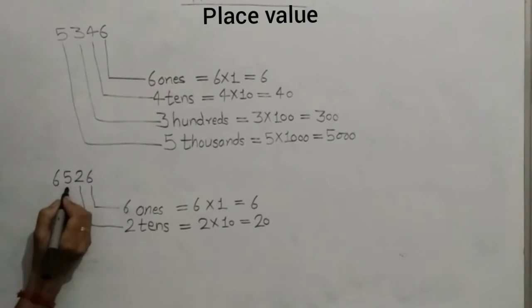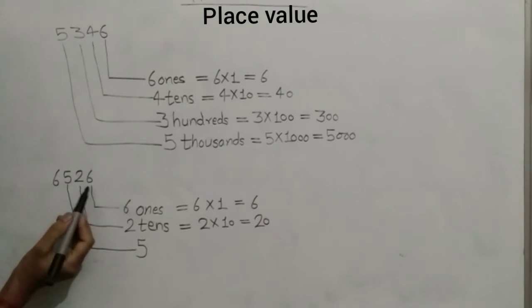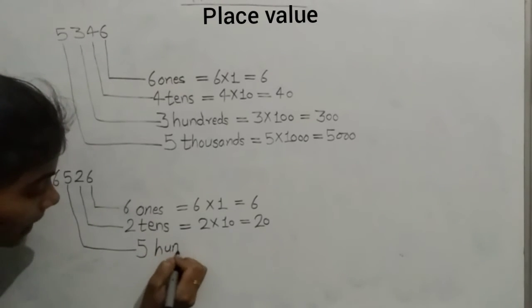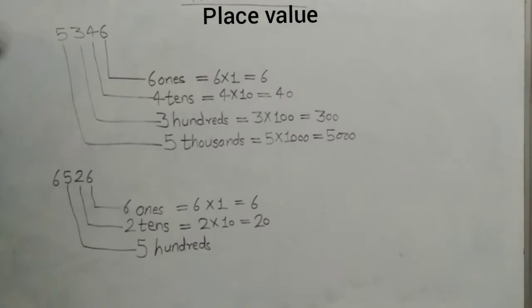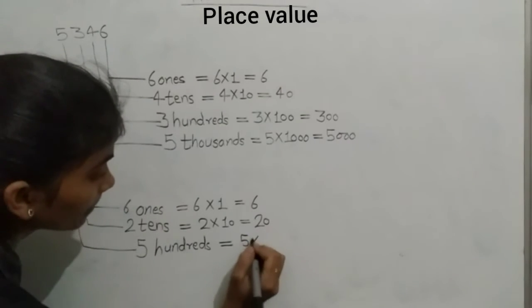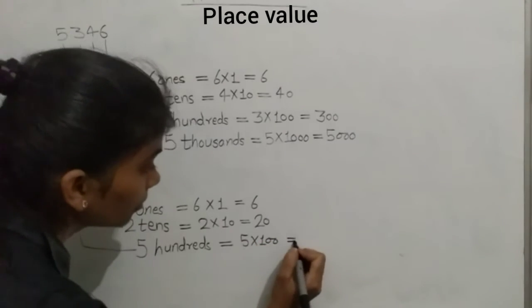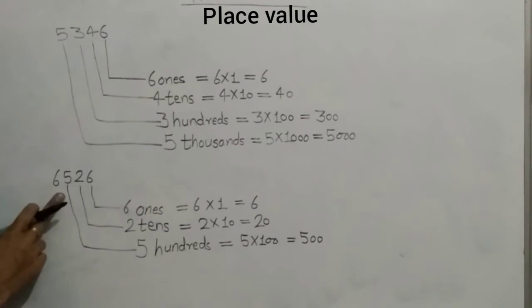Next we have the digit 5 and 5 is at hundred place, ones, tens, hundred. So we will write 5 hundreds and it can be written as 5 multiplied by 100 and this is equal to 500. Means the place value of the digit 5 in this number is 500.